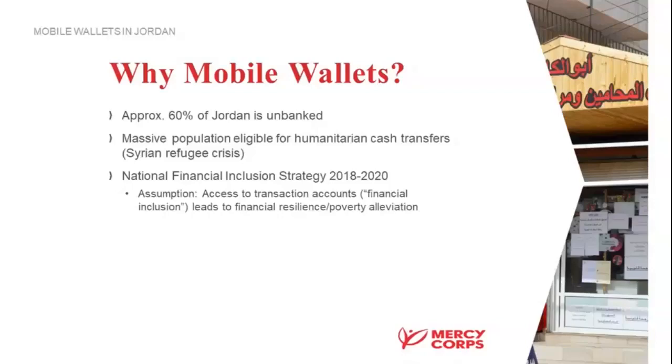That 60% tends to skew more towards vulnerable populations. That's younger people, that's older people, and then that's displaced folks and poor folks. There's a massive population eligible for humanitarian cash transfers. And as many of you may know, the logistics of humanitarian cash transfers are very complicated, as we're going to hear from the other panelists in a number of different testimonials to the complexity. So with that, it's important to explore all options to see which ones are most appropriate based on the context.